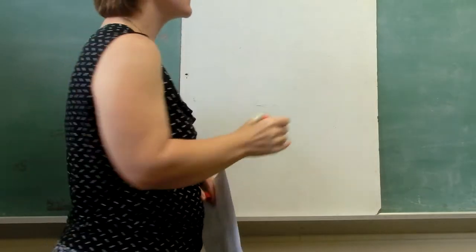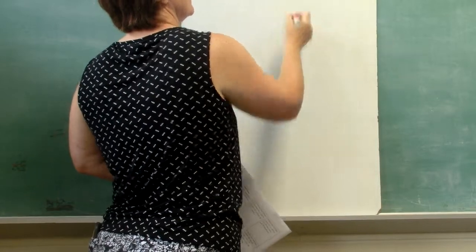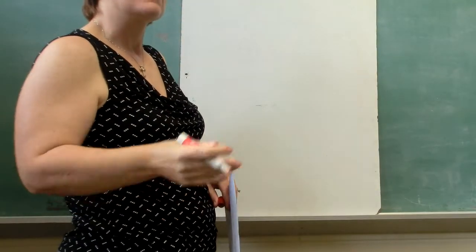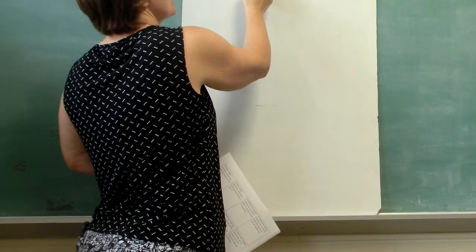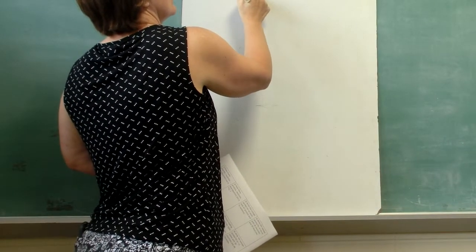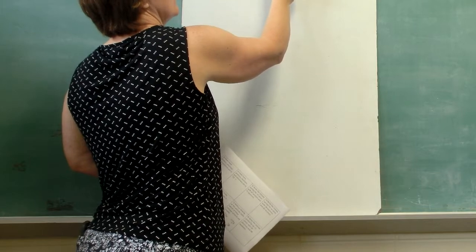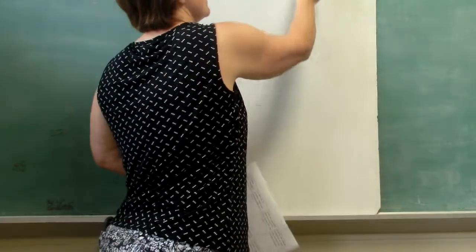I'm going to write my atomic number in the lower left. That's 28. And then the upper left is going to be the mass number, which is the protons and the neutrons together, which is 58. So the answer is nickel 58.